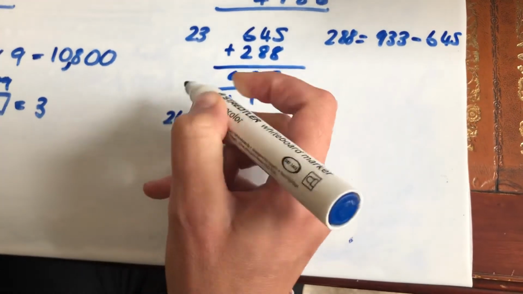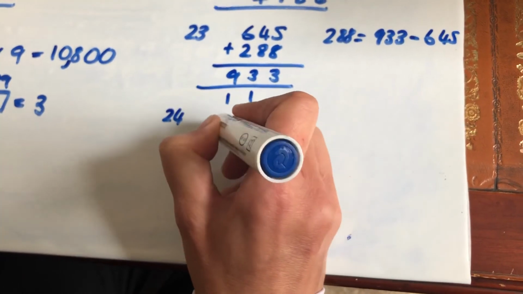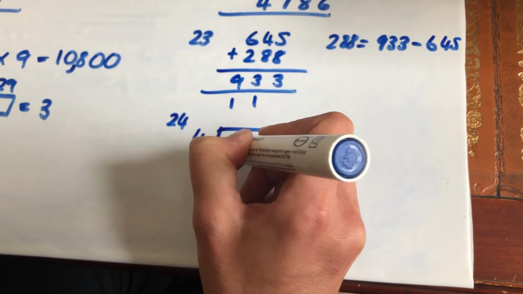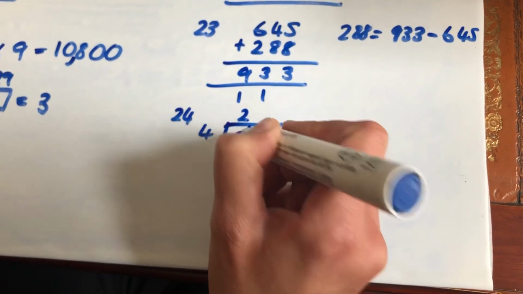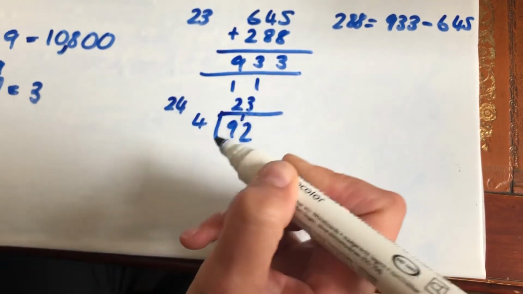Question 24, something multiplied by 4 equals 92. Do the inverse. 4's into 92. 4's into 9 goes twice, because 2 times 4 is 8. 1 left over. 4's into 12 goes 3.